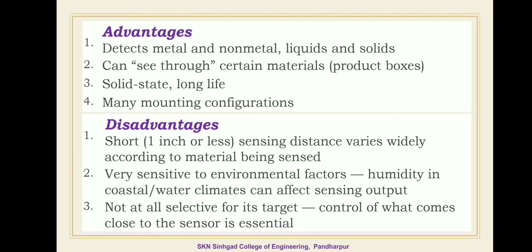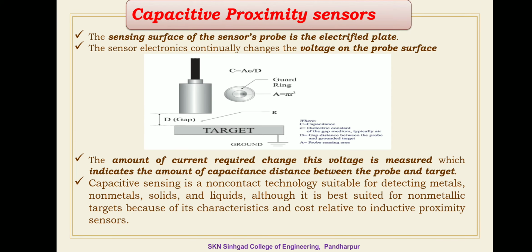And the disadvantages: the sensing range is short, one inch or less. Sensing distance varies widely according to the material being sensed. Second, it is very sensitive to environmental factors; humidity, water, climate or coastal climate can affect the sensing output. And the third disadvantage is that it is not at all selective for its target. Control of what comes close to the sensor is essential. So these are the different advantages and disadvantages of the capacitive proximity sensor.